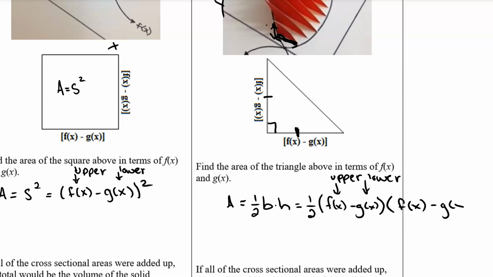And then that's going to be times our height, which is the one that forms a right angle, and that's the other leg, which is also equal, right? So our area then of one cross section is going to be half of the difference between the curves squared.